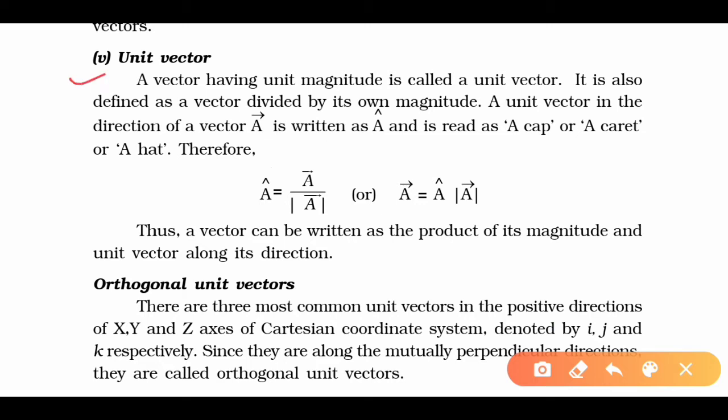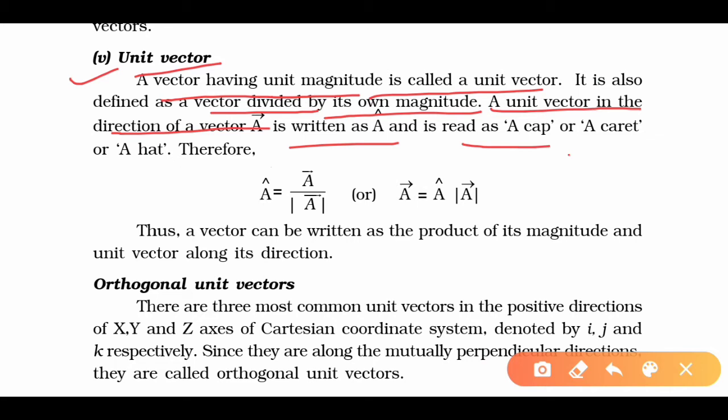Next one is unit vector. A vector having unit magnitude is called a unit vector. It is also defined as a vector divided by its own magnitude. A unit vector in the direction of a vector A is written as A cap and is read as A cap or A caret or A hat. Therefore, A cap is equal to vector A upon magnitude of vector A. So this one is known as unit vector.